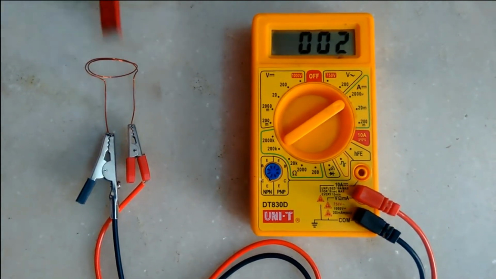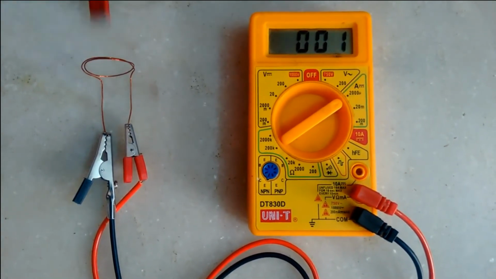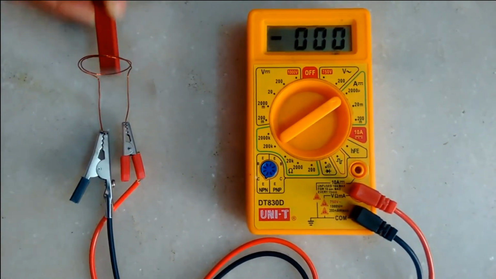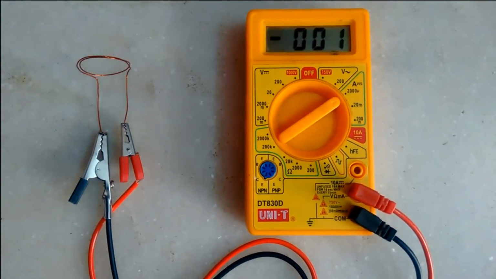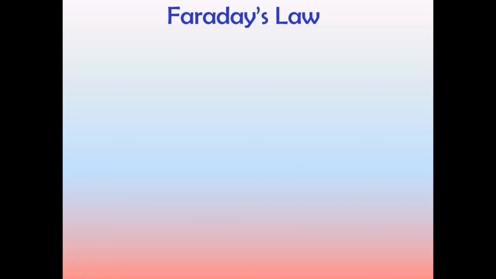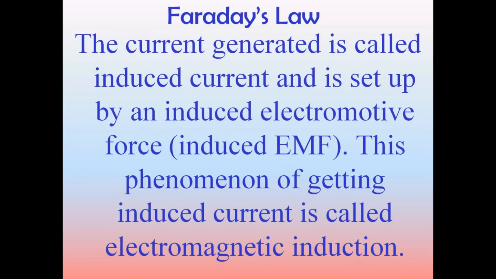Observe this. From this activity, Faraday's law, observe carefully. The current generated is called induced current and is set up by an induced electromotive force. This phenomenon of getting induced current is called electromagnetic induction.